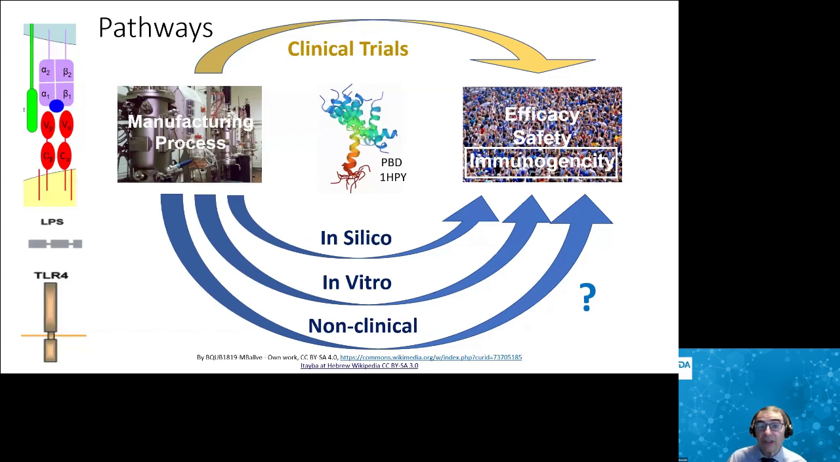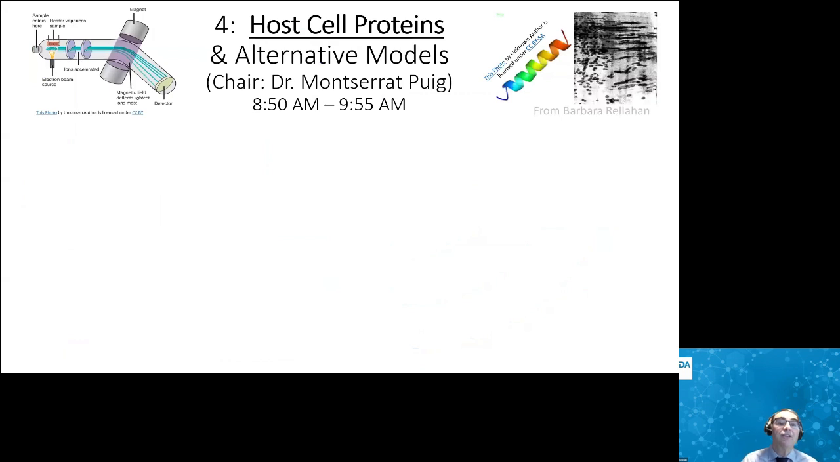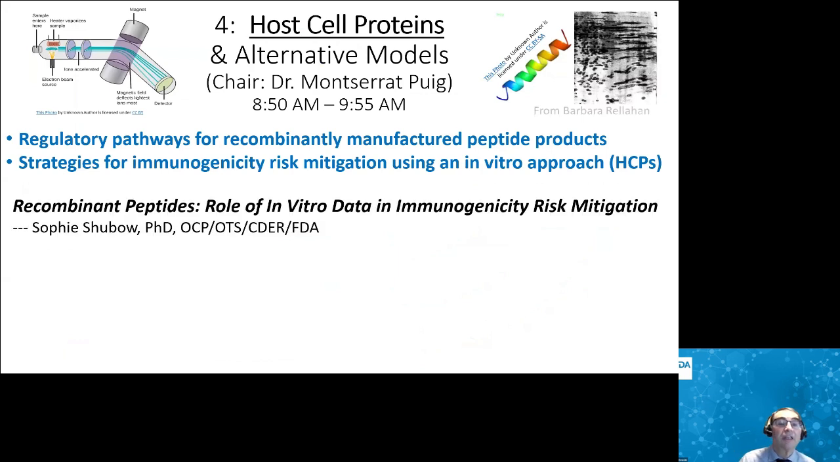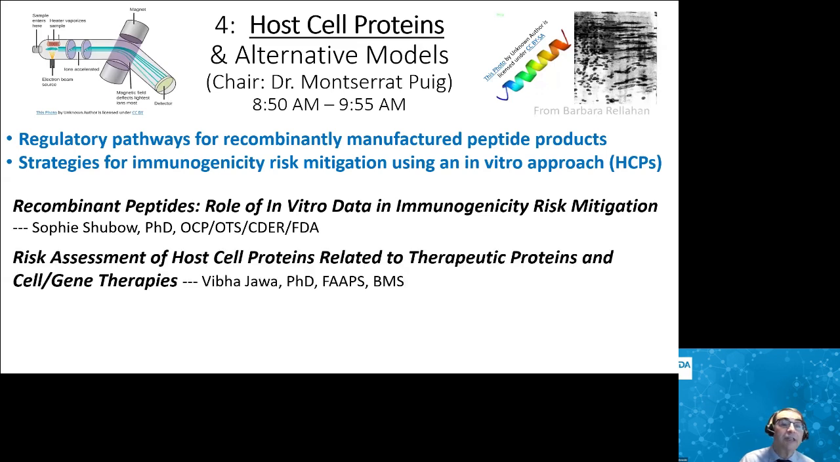And the session will really start with looking at host cell proteins and their roles in that. So Monsi Puig will be chairing that session and looking at the regulatory pathways that can manage recombinantly manufactured peptide products and the strategies for mitigating that risk, which is often associated with host cell proteins that may not be present in synthetic peptides. So Sophie Shubow will give the first talk about how in vitro data can be used in immunogenicity risk mitigation for recombinant peptides.